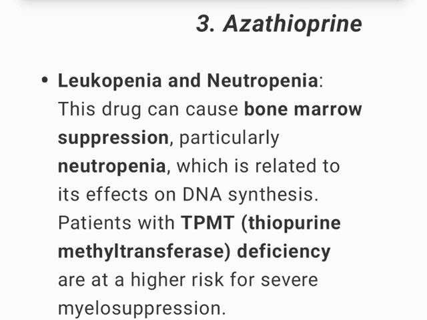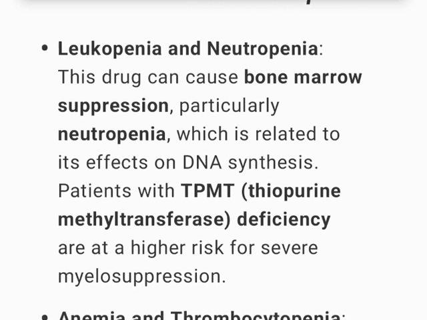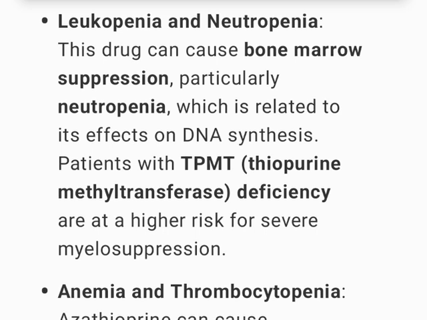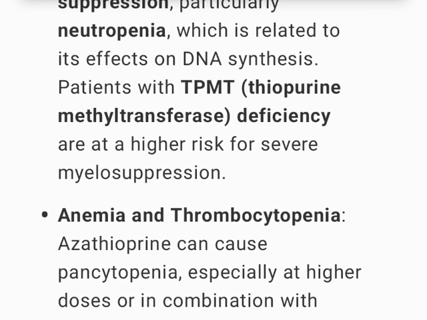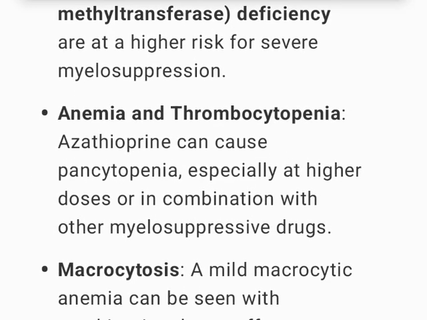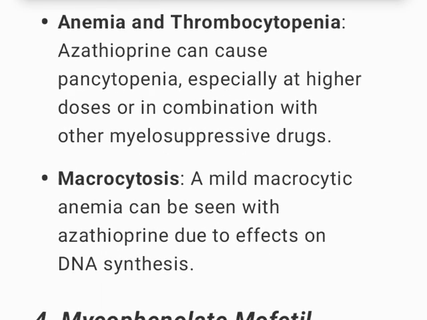3. Azathioprine. Leukopenia and neutropenia. This drug can cause bone marrow suppression, particularly neutropenia, which is related to its effects on DNA synthesis. Patients with TPMT, thiopurine methyltransferase, deficiency are at a higher risk for severe myelosuppression.